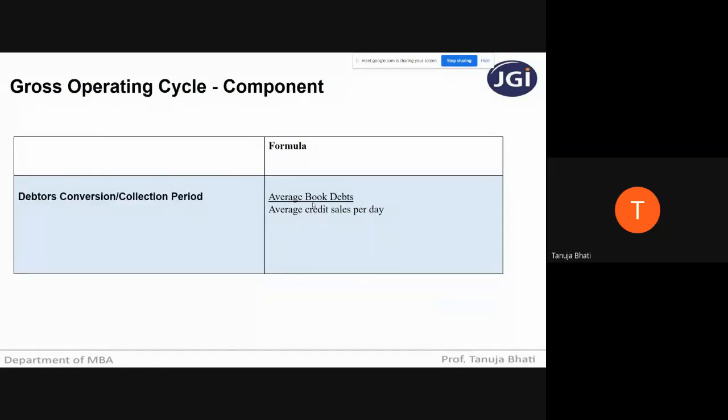Next, how do you calculate the debtors conversion period? The debtors conversion period is one component of the gross operating cycle, because the gross operating cycle formula, students, is ICP plus DCP. We know how to calculate ICP. Now let us see how to calculate DCP, that is the debtors collection period. It is average book debts divided by average credit sales per day.